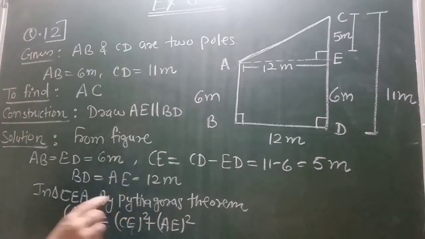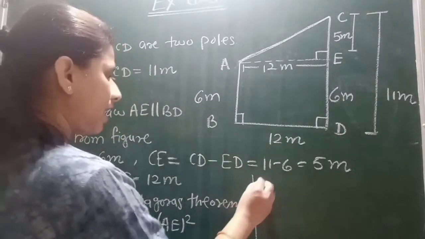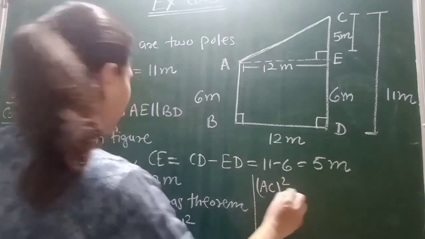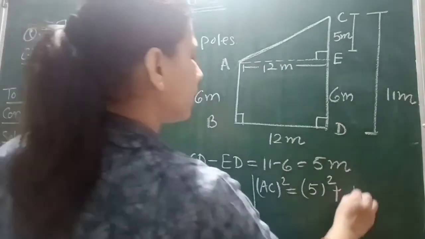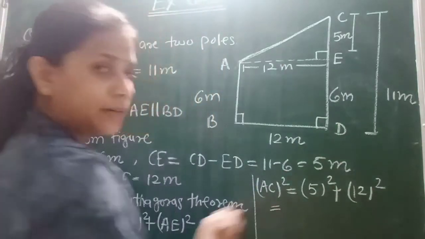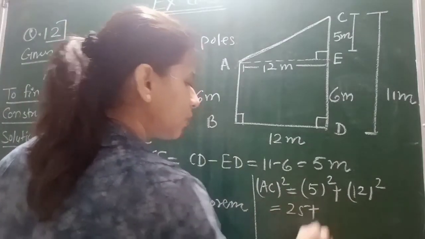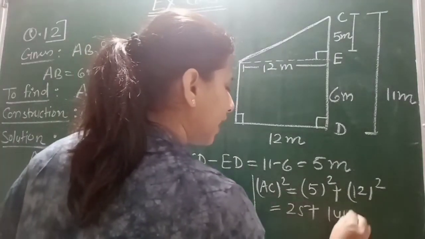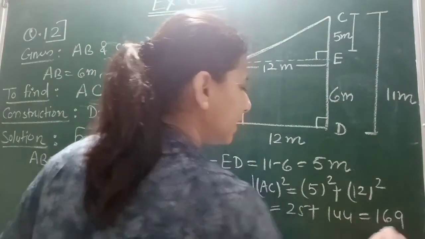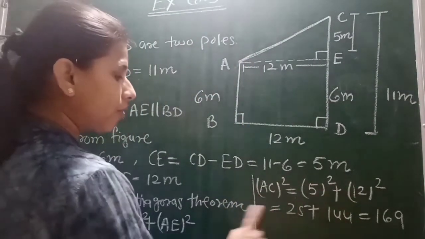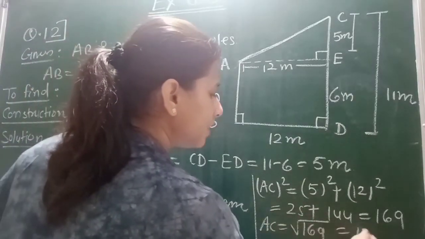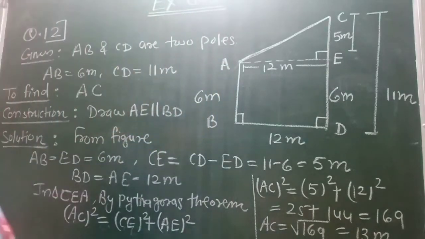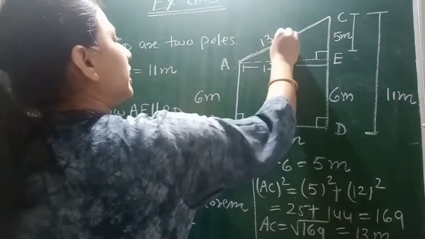Now we will substitute the values. AC square equals CE, the length of CE is 5 square, plus the length of AE, which is 12 square. 5 square means 5 fives are 25 and 12 square means 144, and when you add you will get 169. Then we will shift this square from the left hand side to the right hand side and we will get AC equals square root of 169. We know that square root of 169 is 13 meter. So the length of this AC will be 13 meter.